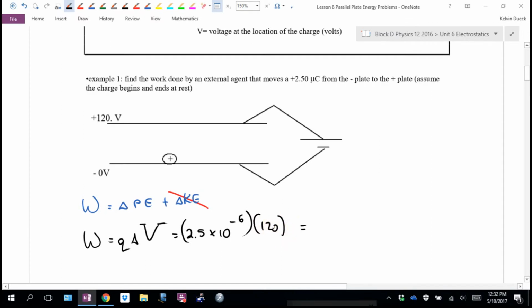I think I can do this in my head. 2.5 times 12. 12 times 2 is 24. It's going to be 30. 3 times 10 to the negative 4 or negative 3? Negative 4? Yeah. I'll go to 2 sig figs. 3.0 times 10 to the negative 4 units. Work, Mateo? Yeah.